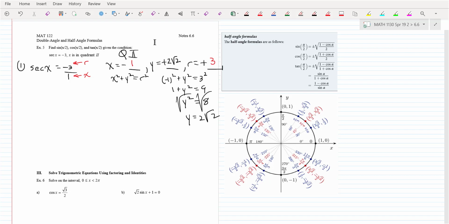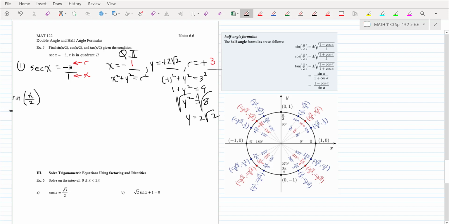You're given a trig function. That's enough information to figure out x, y, and r as long as I give you the quadrant that you're in. And what we're going to do is just kind of do each part of this then. So we're going to do the sine of x over 2. We don't have to know what that angle is. It doesn't matter. So we're in quadrant 2.